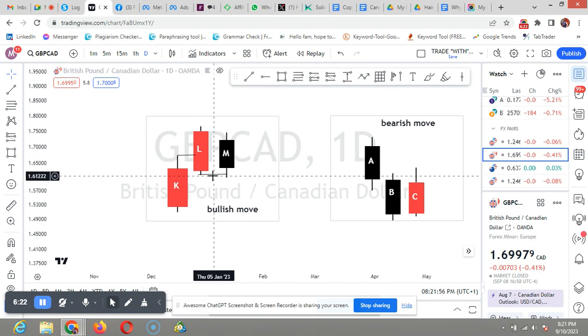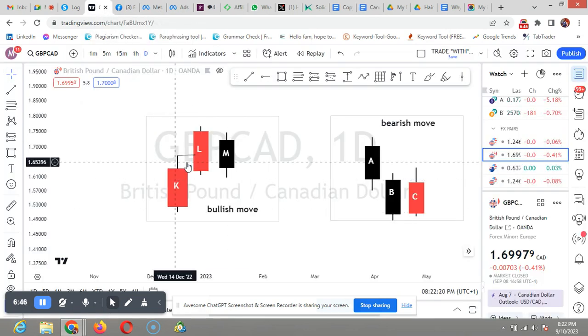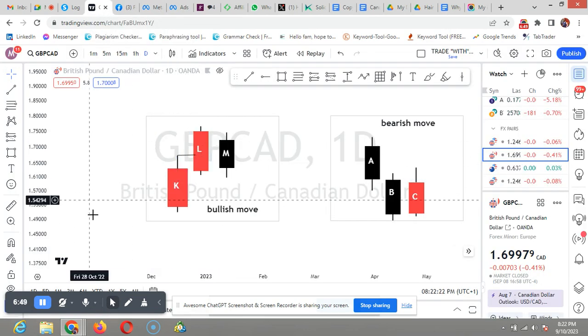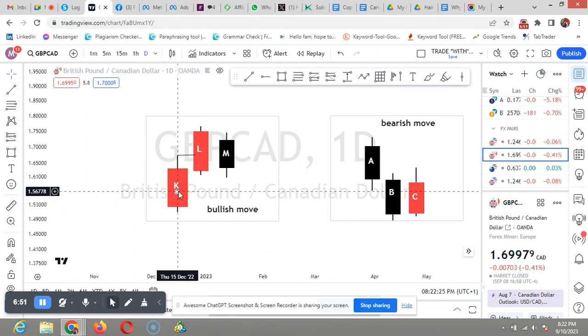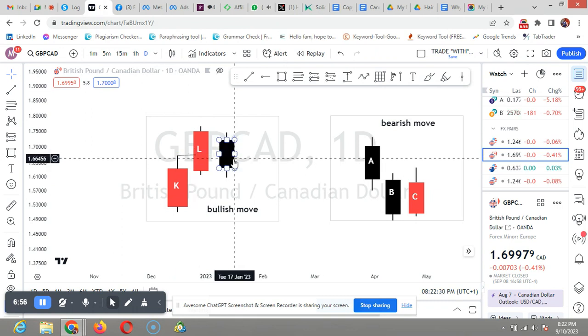Let me explain this again. I'm trying to explain what a candle sweep is. I said a candle sweep is simply when the previous candle's low or high is taken out. It's so simple. Now, I'm trying to explain to you with this illustration here. We have a K candle here, an L candle here, and the M candle here.